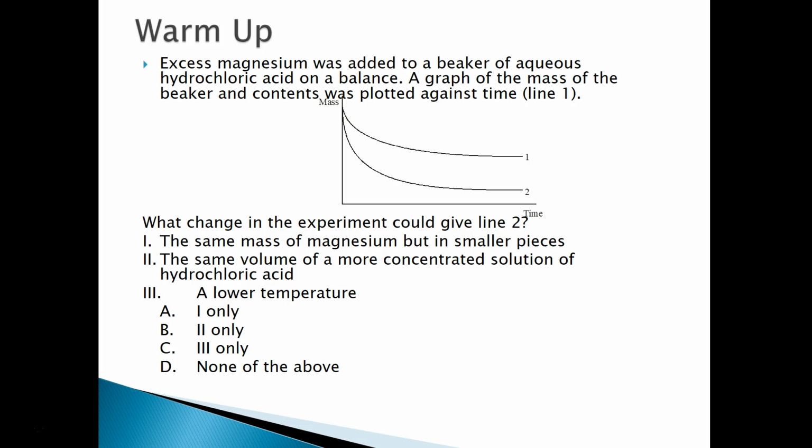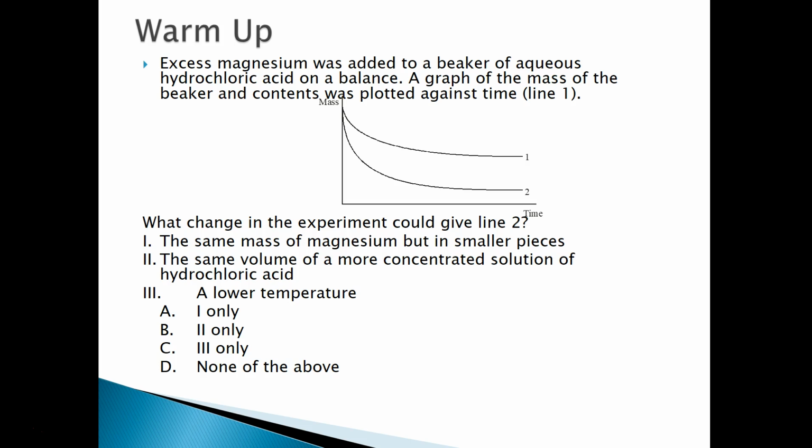That means that more mass is being lost per unit time in line 2, which means hydrogen is being produced at a faster rate. We also see that line 2 loses more mass in total than line 1. We all know stoichiometry. If line 2 loses more mass, then more hydrogen is produced. If more hydrogen is produced, that means we're starting with more reactant. It's like making brownies. If we want to double the amount of brownies, we have to double the amount of mix we use. So let's now look at the choices.